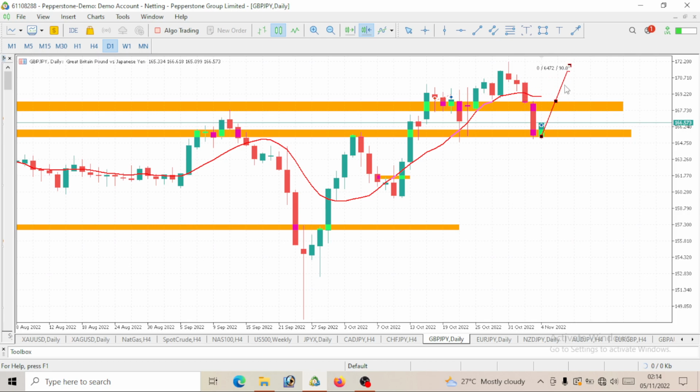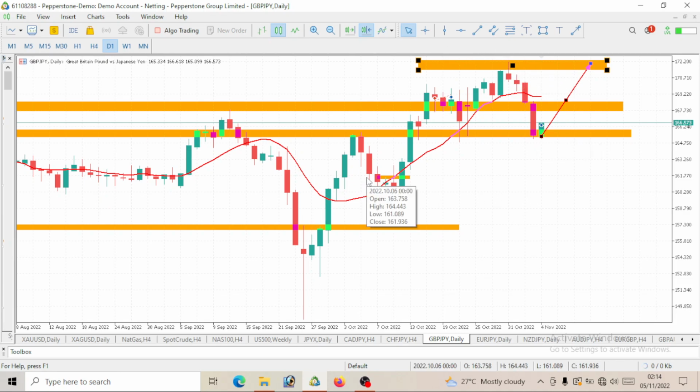So guys, watch out for this week. GBP JPY, we should kind of see a bullish move that will take out this high. I think within 2 weeks, we should be able to do such a movement on our GBP JPY.